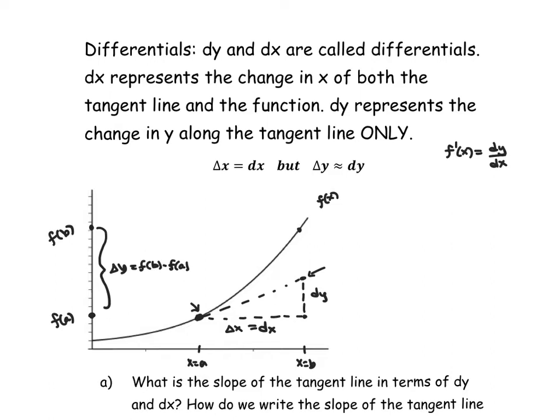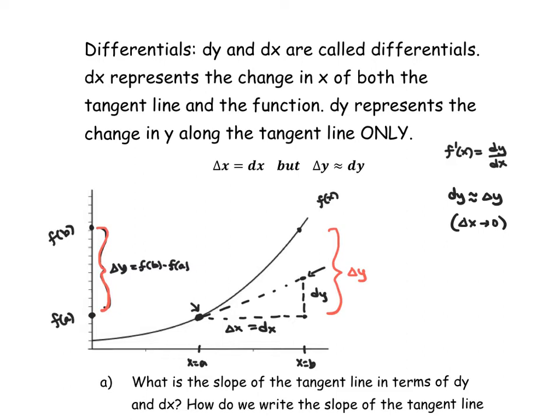Now let's relate delta y and dy. Here's delta y. Notice that dy and delta y are not the same value, right? So dy is an approximation of delta y. Now, how could I make that approximation better? Well, I could shrink delta x closer and closer to 0. That would make it a better approximation.